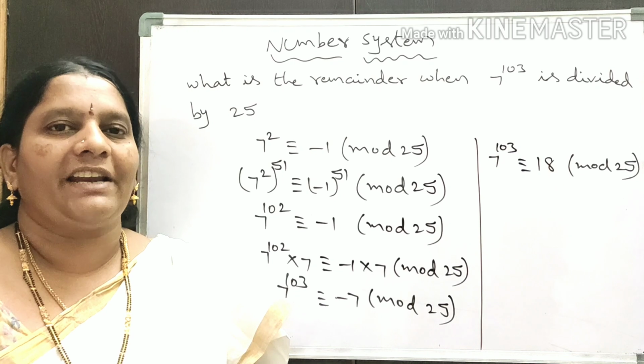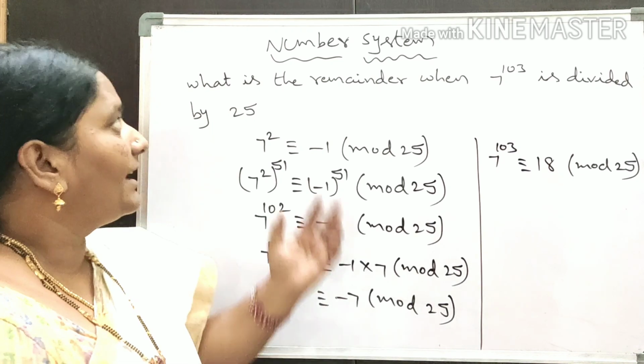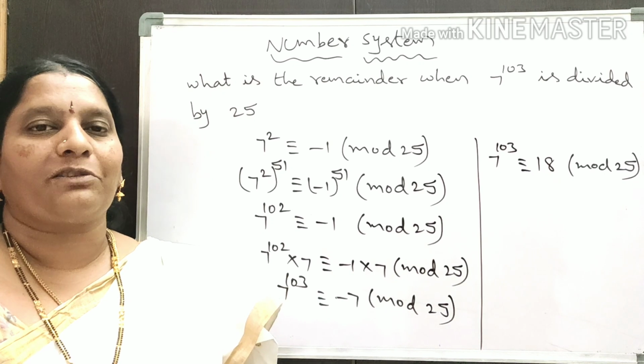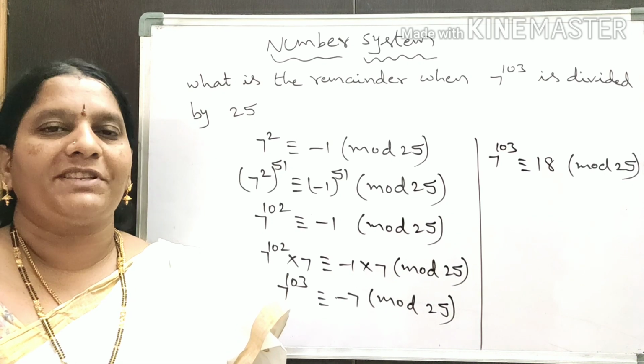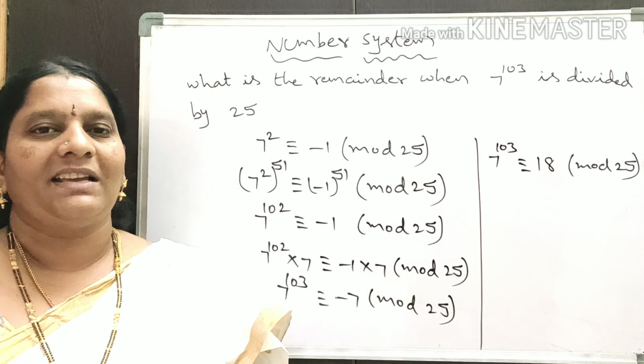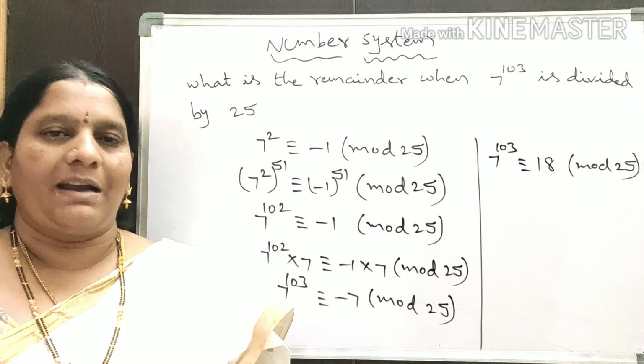And the question related to this number system, the question is 22 factorial plus 1 is divisible by which number? Already we have discussed about this in the previous videos of number system.